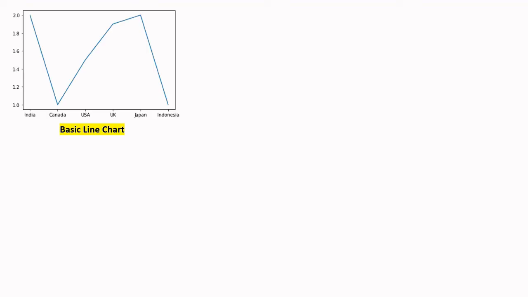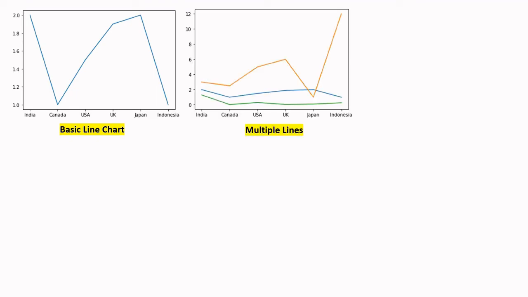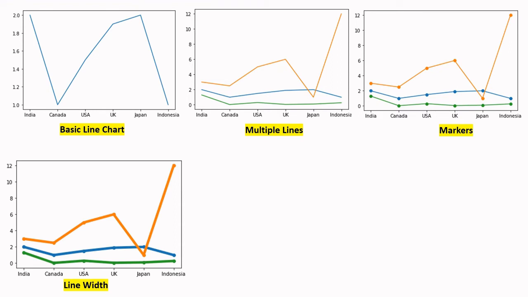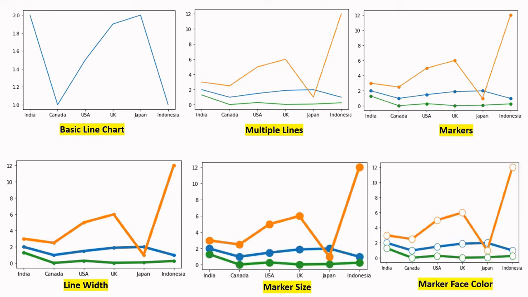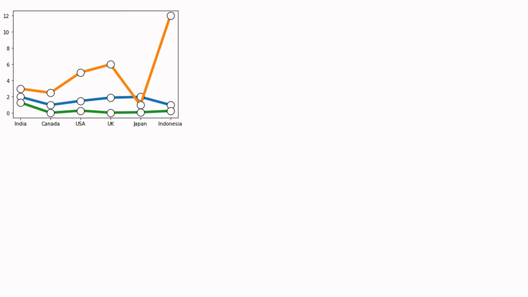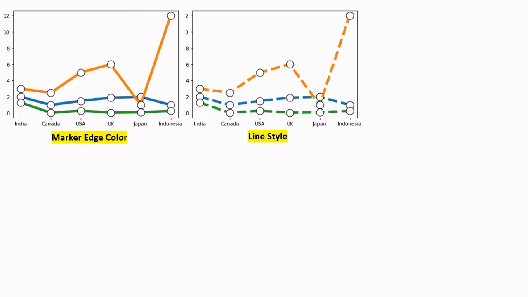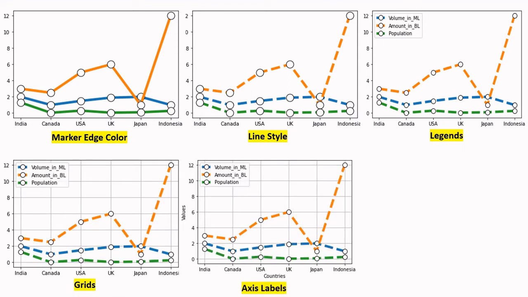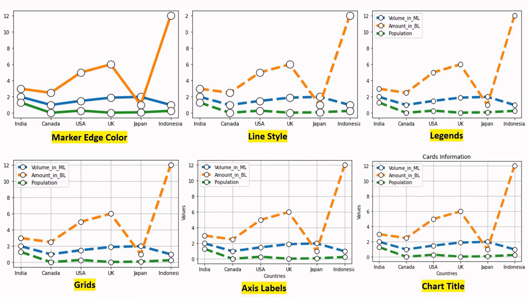In this video we will see how to create a line chart or a line graph starting from the basics. Then we will see how to add multiple lines in the same line chart. Then we will see how to add markers, then changing the line width, changing the marker size, changing the color of markers, and then changing the edge color of markers, changing line style, and then adding legends, adding grids into the line graph. And then we will see how to add axis labels on the x-axis and y-axis. Then we will see how to add the chart title.